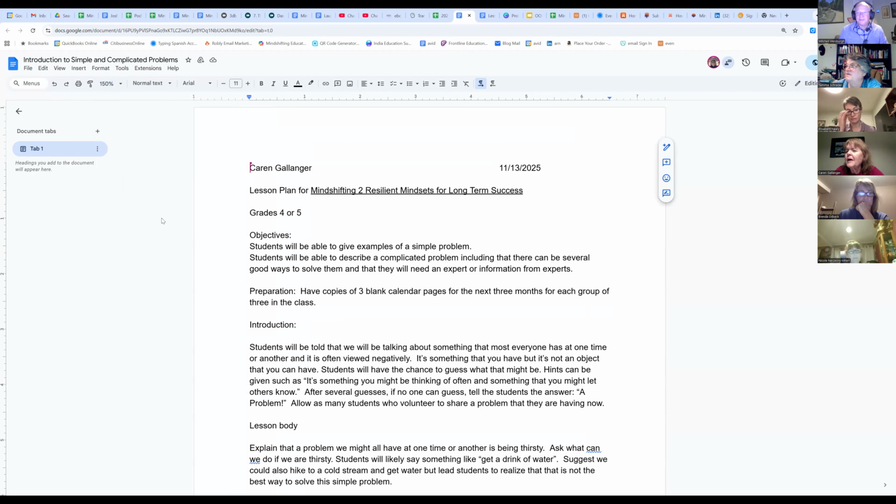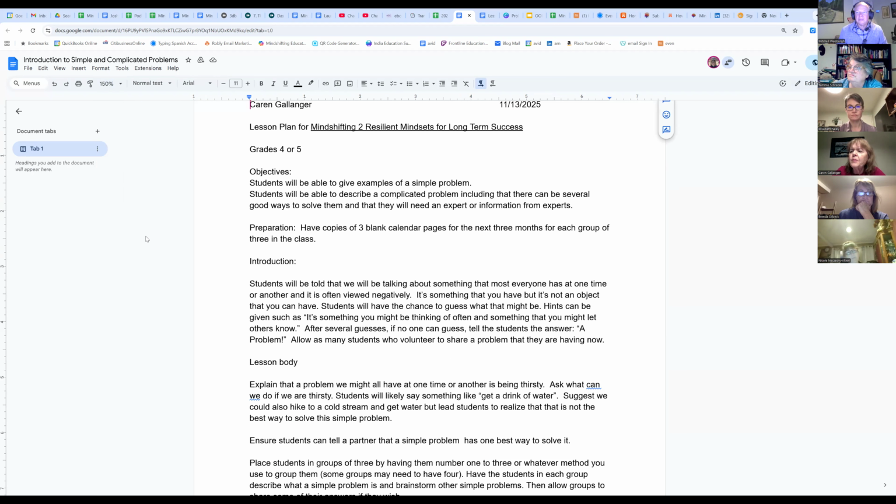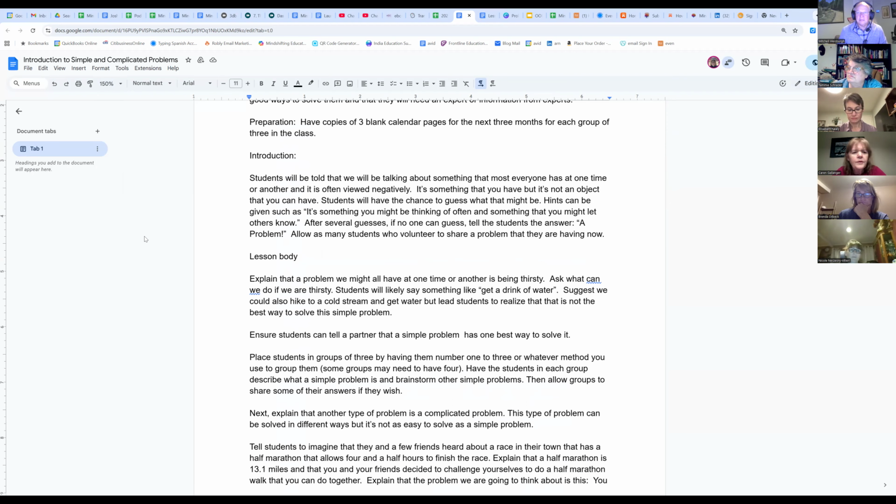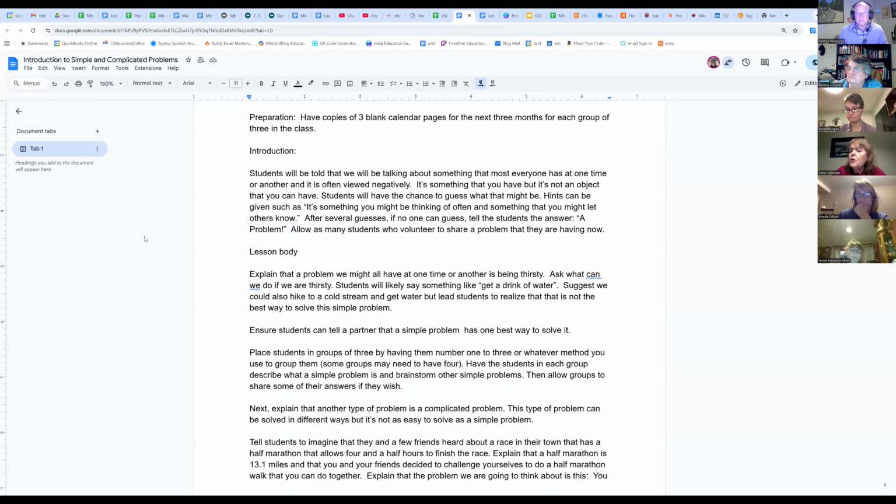So my objectives for this would be to give them examples of a simple problem to start out with, and then to be able to describe a complicated problem, including that there might be several good ways to solve them and that they would need an expert or information from experts. So I would start out by talking about how we're going to talk about something that almost everyone has at one time or another, just to get them thinking and see if they can figure out what it might be. It's not something you can hold, but it's something that we all have at some time. And usually we think of it kind of negatively.